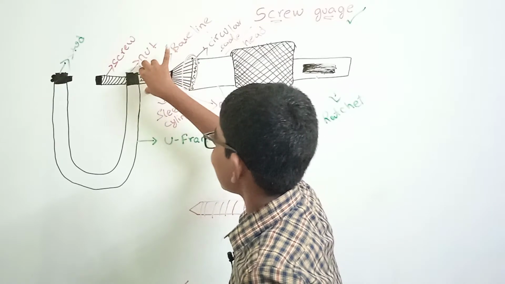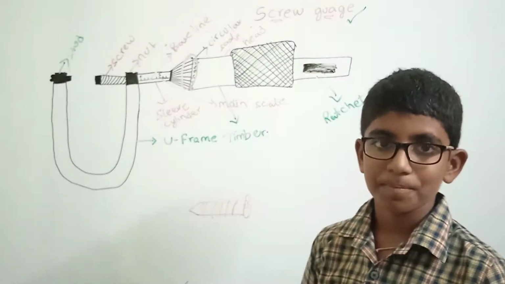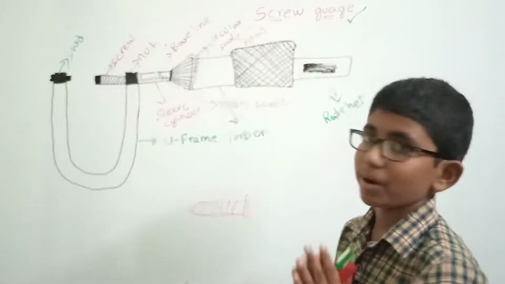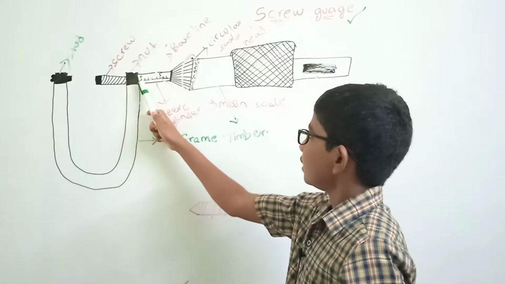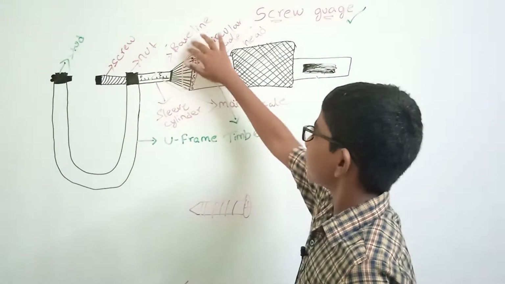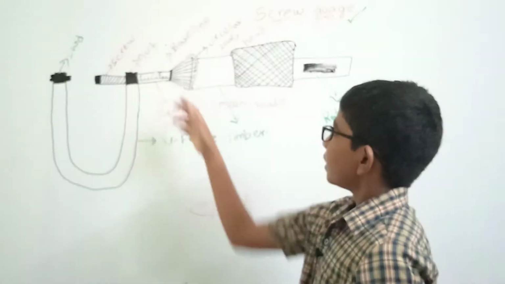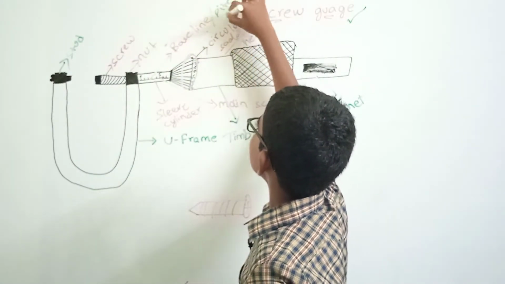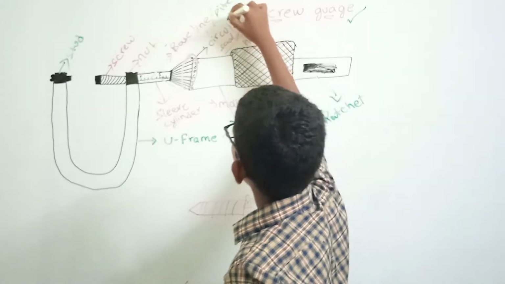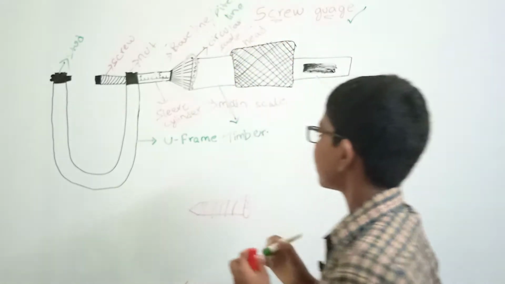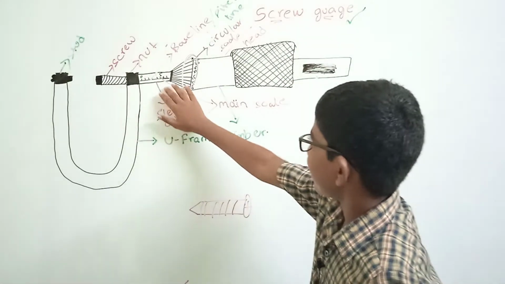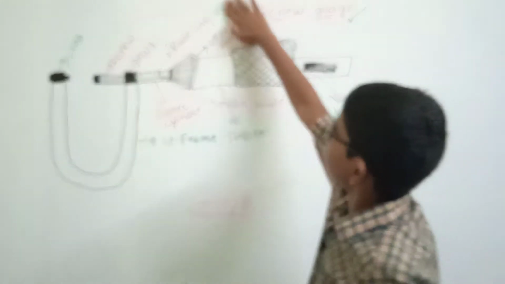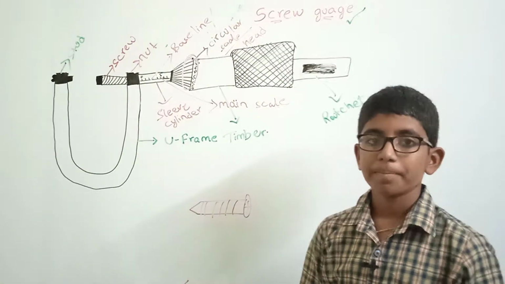Next, this is a cylinder-like slab. It is known as the sleeve cylinder. In this sleeve cylinder, there are some parts. This line is known as the base line, or pitch line. Next we move to this main scale. This scale is known as the main scale, or pitch scale.